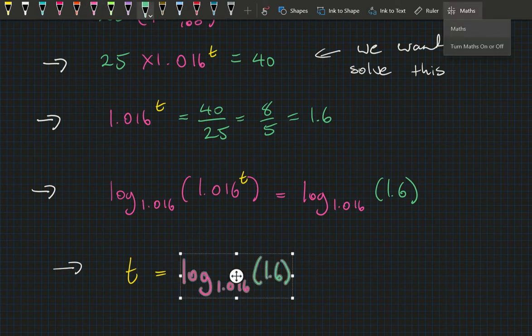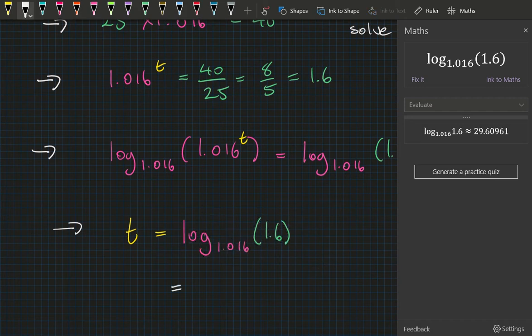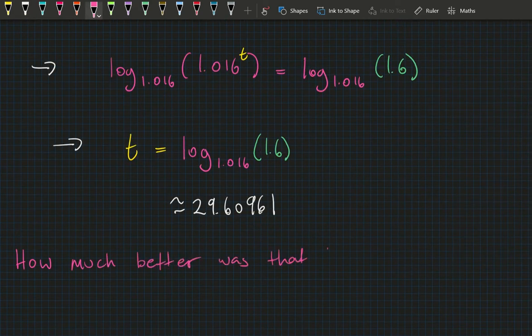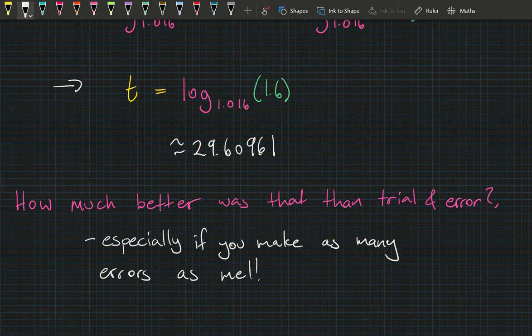And let's see if OneNote can sort that out for us. Sure enough, it can. So we've got t is equal to 29.60961. So how much better was that than trial and error? Especially if you're the kind of person who makes as many errors as I do. So yeah, that is a lot easier, obviously.